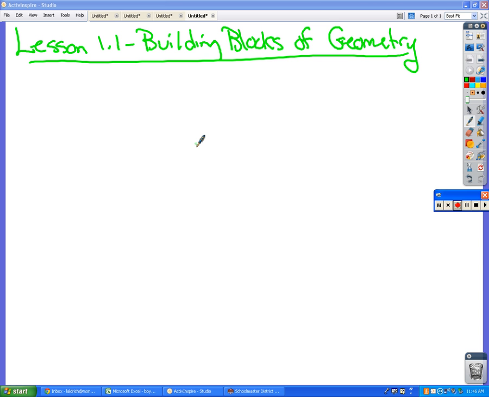All right, so like I said, today we're going to talk about the building blocks of geometry, and the reason that they're called the building blocks of geometry is because they are the most fundamental, basic geometric objects that are out there. There are 3 of them. Anybody have any ideas what one of them might be?